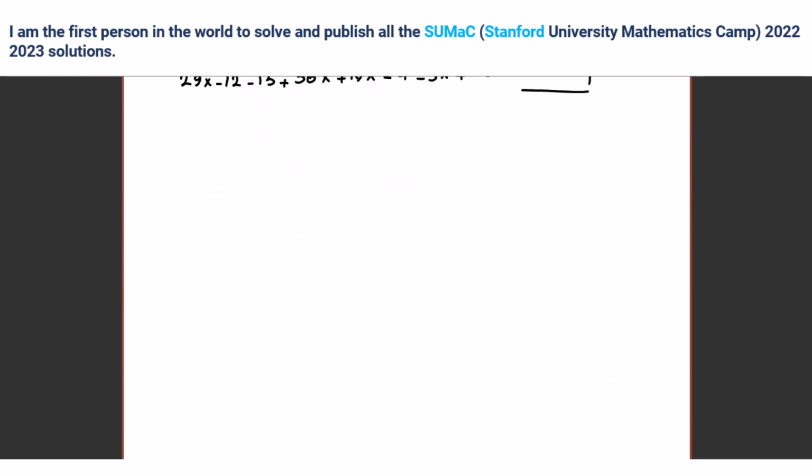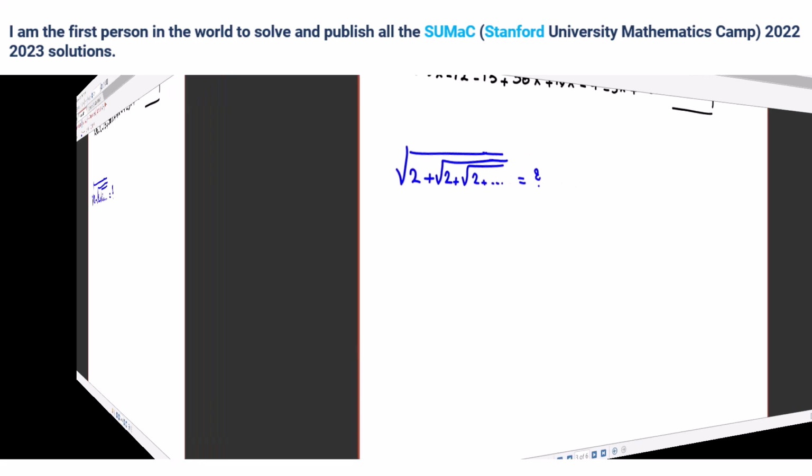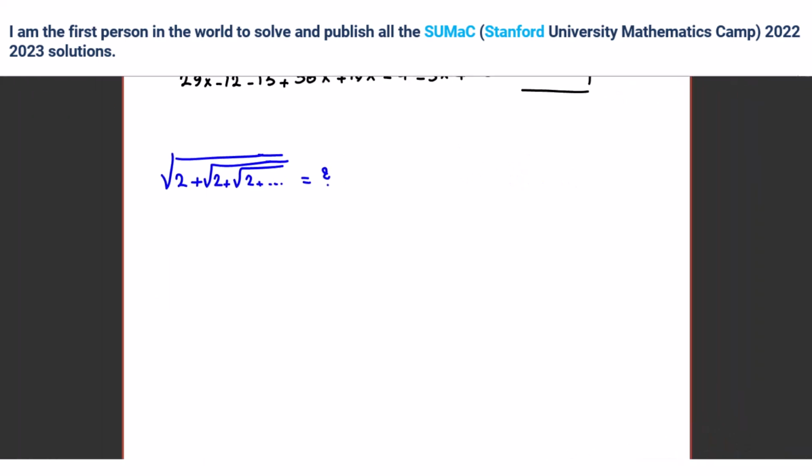Let me ask you this problem. Square root of 2 plus square root of 2 plus square root of 2 plus... It is what? Calculate this. 2. It's 2. The answer is 2. Yeah. Can you explain? Yes.